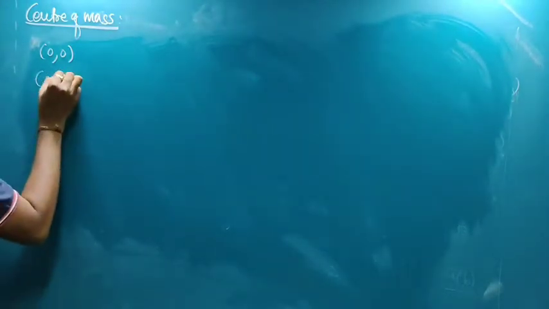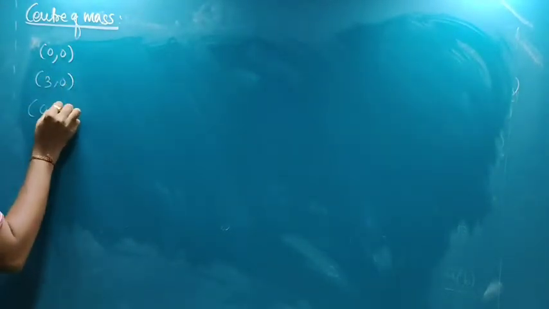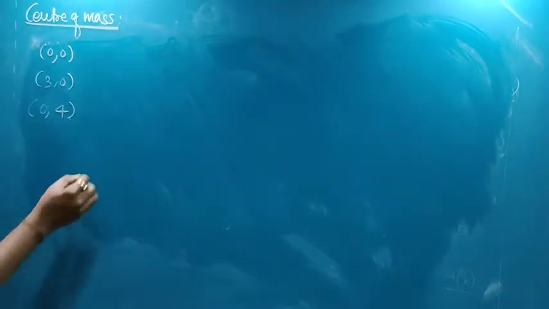Now my next question is that the center of mass of three bodies, each of mass 1 kg, are located at the points 0, 0; 3, 0; and 0, 4. The coordinates are 0, 0, then 3, 0 and 0, 4. And now we have to find out the center of mass. Now it is very simple. We have to calculate the coordinates of the center of mass.